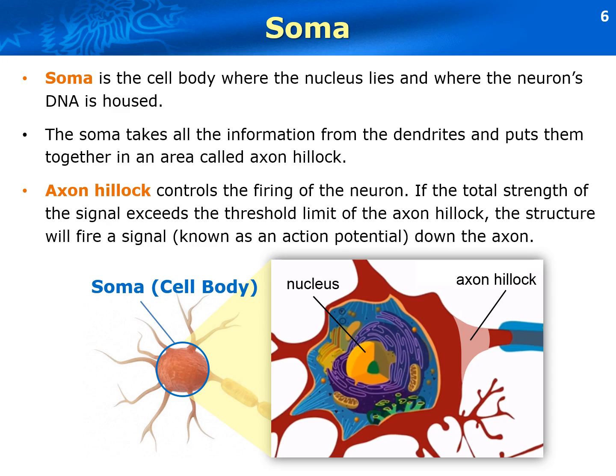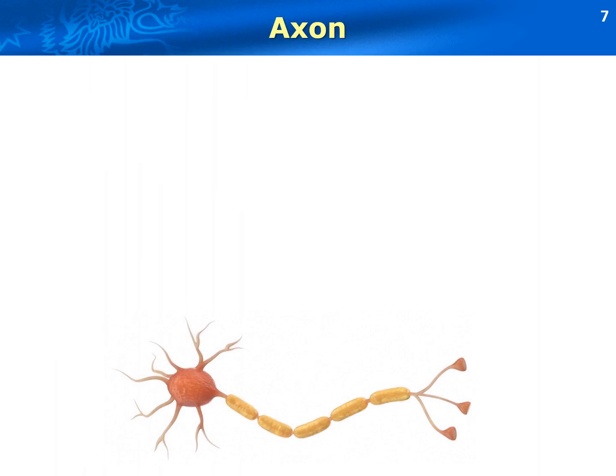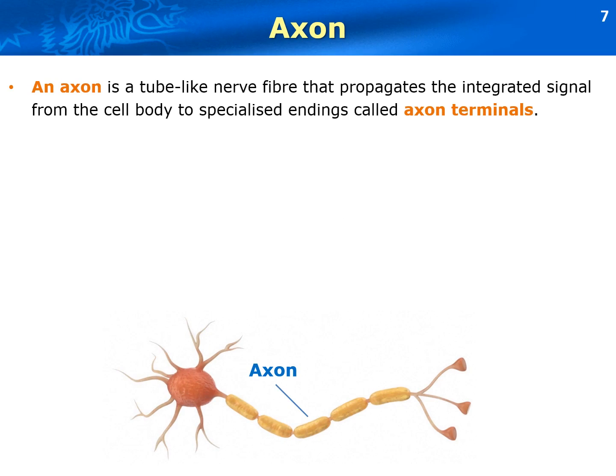If the total strength of the signal exceeds the threshold limit of an axon hillock, the structure will activate a signal known as an action potential down the axon. An axon is a tube-like nerve fiber which propagates the integrated signal from the soma to specialized endings called axon terminals. In this picture, these are the axon terminals. When a signal is transmitted through axon, there are two factors that may influence the speed of signal transmission.